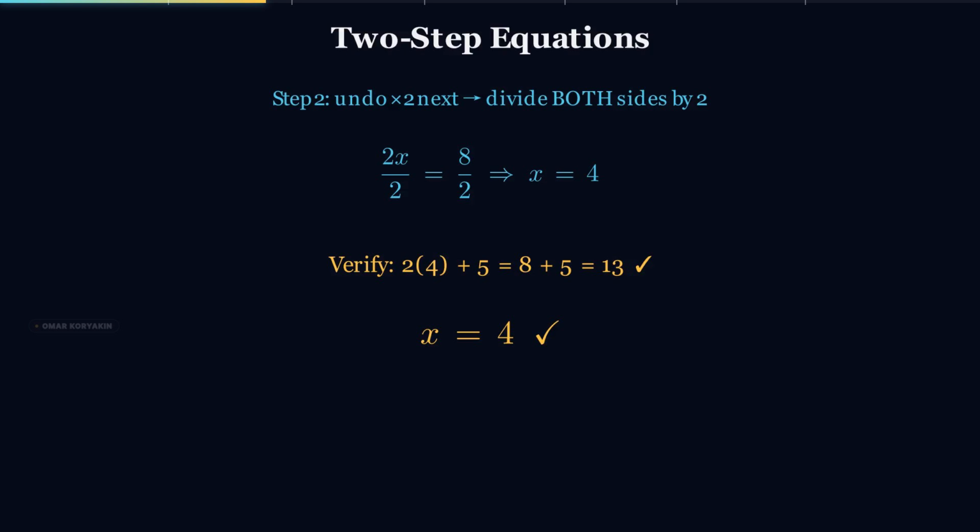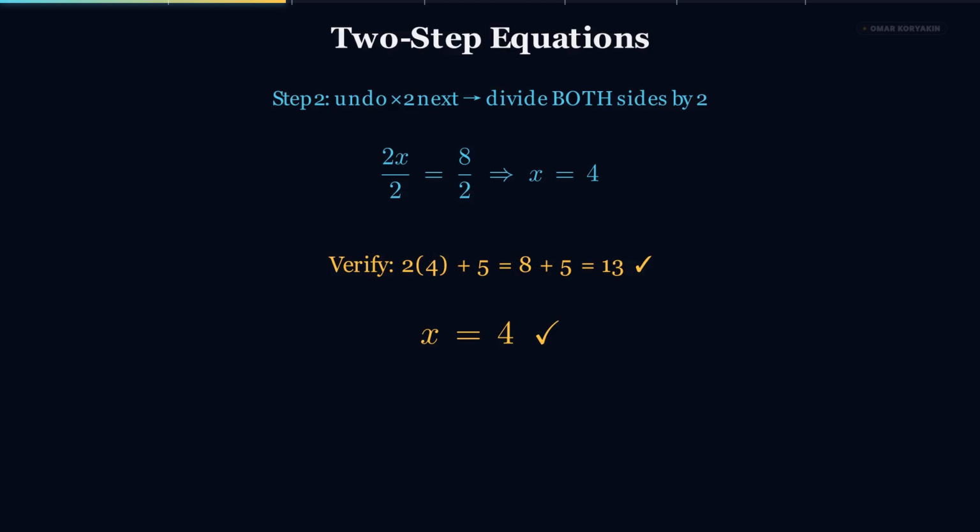Step 3. Apply the inverse of the multiplication or division next to both sides. To undo times 2, divide both sides by 2. The left side becomes 2x divided by 2, which simplifies to x. The right side becomes 8 divided by 2, which equals 4. The equation is now x equals 4, which is the goal form.